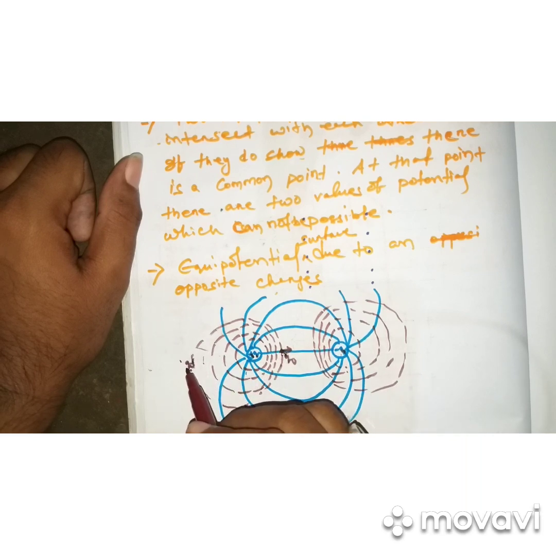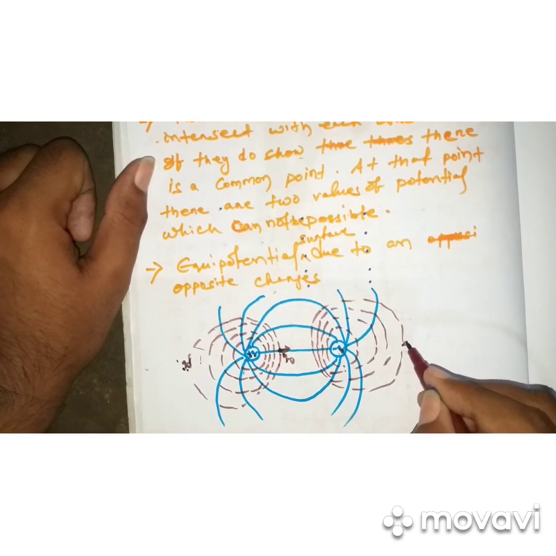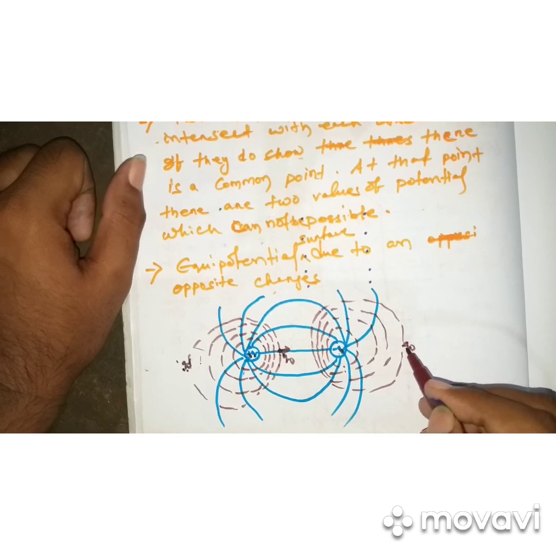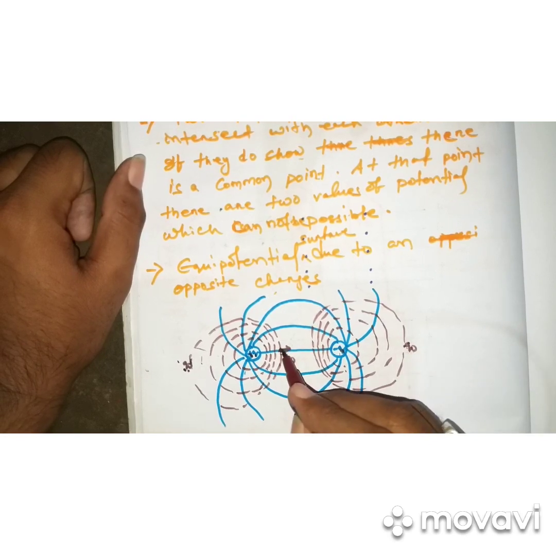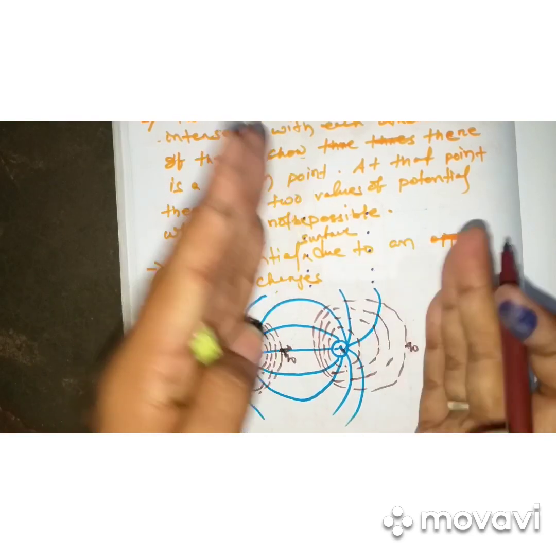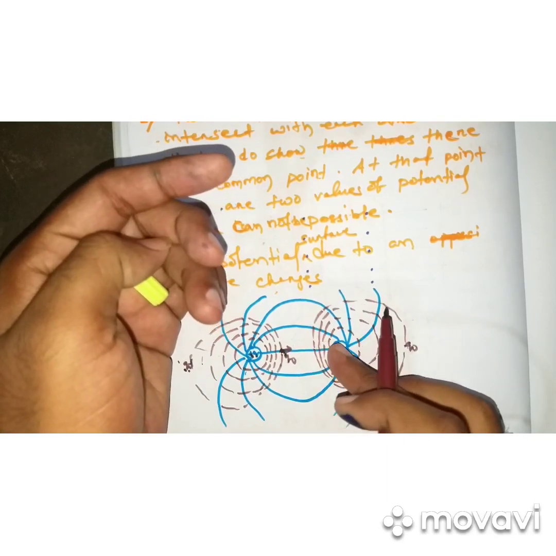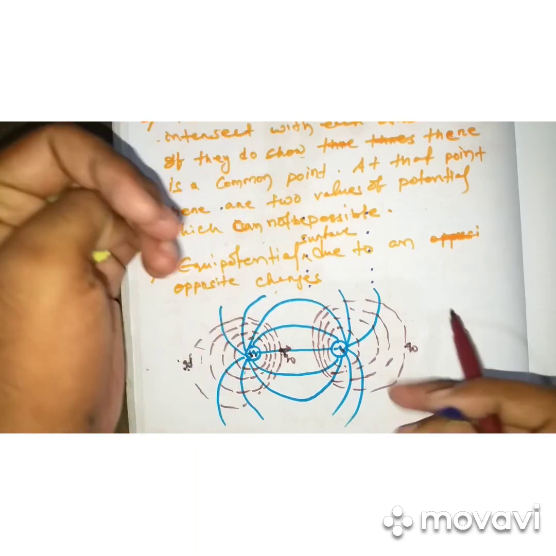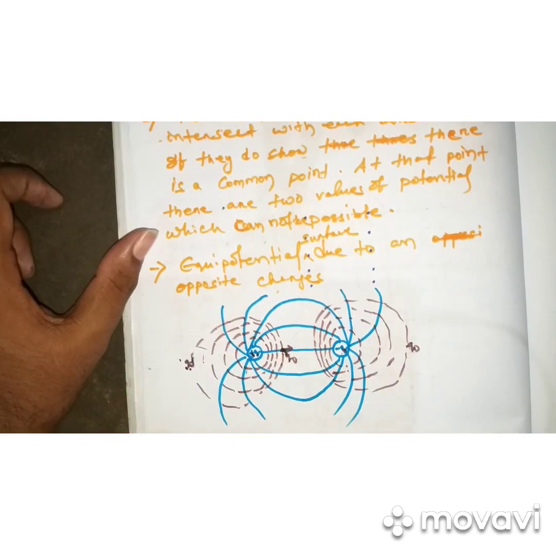Similarly, at that region Q naught, the same thing happens, whose electric field intensity is less as compared to that. That's why in the region the equipotential surfaces are very close to one another, but in the other region they are far away from each other. That is the reason. Clear?